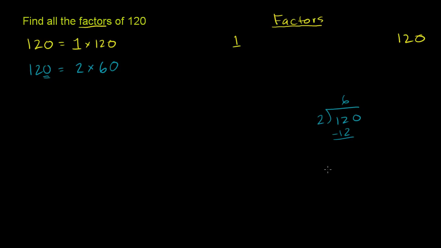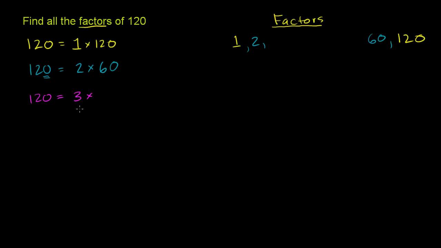So we have two more factors right here. We've established the next lowest one is 2. And the next highest factor, if we're starting from the large end, is going to be 60. Now let's think about whether 3 is a factor. Is 120 equal to 3 times something?